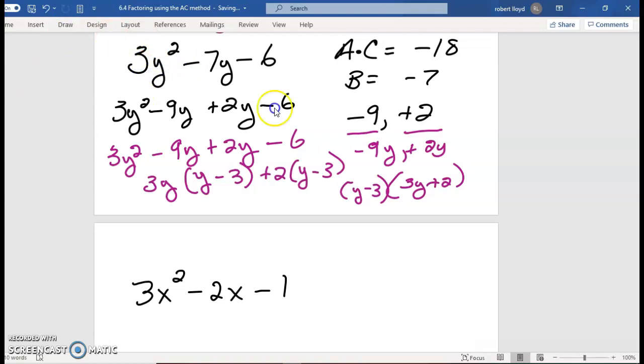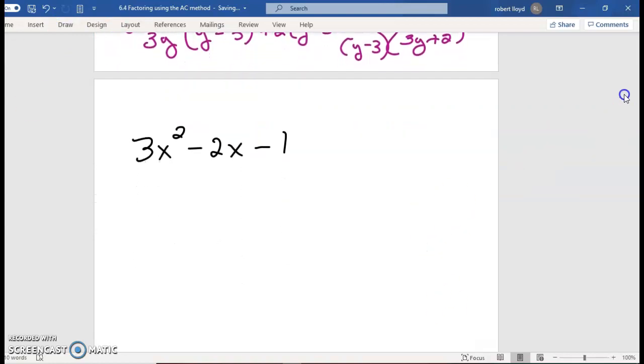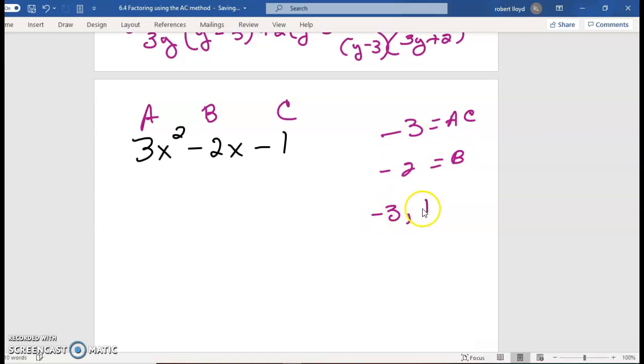I'm going to do one more here because it's a little bit unique. We have our A, our B value, and our C. So 3 times the negative 1 is negative 3. And that's our AC value. Then our B is negative 2. So these two factors then will have to be, the only factors of 3 are 3 and 1. So it's a negative 3 and a positive 1.